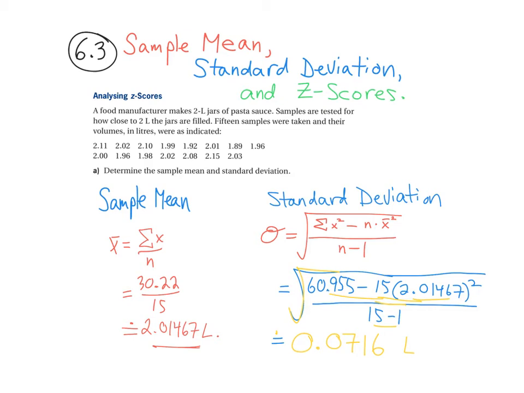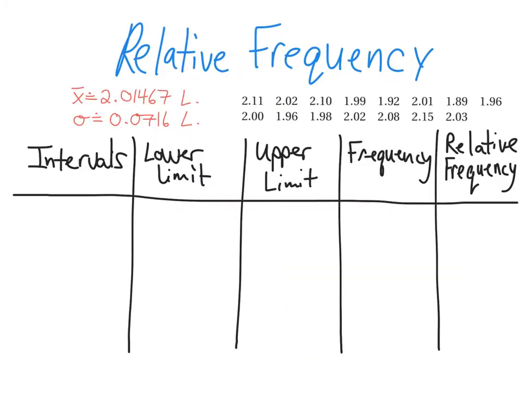Hello everyone. In this video we will continue from the previous one where we had a sample size of 15 pieces of data which involved samples from a manufacturer who makes 2-liter jars of pasta sauce. We calculated the sample mean and we calculated the standard deviation. Next we're going to talk about relative frequency.